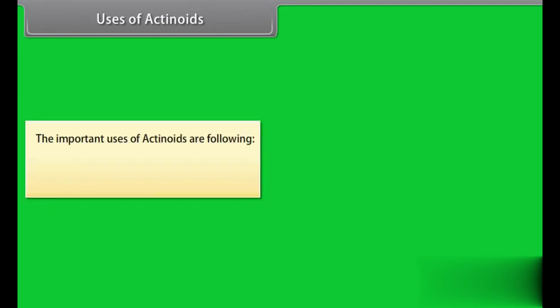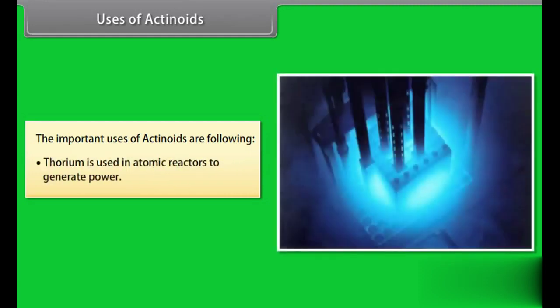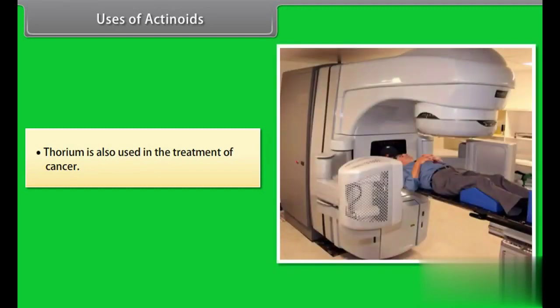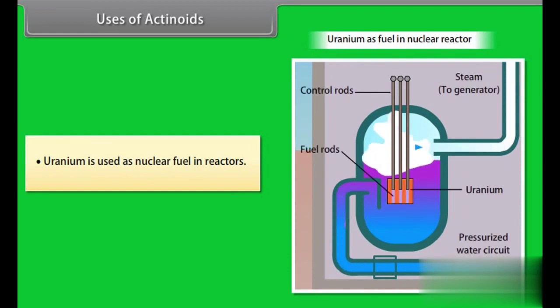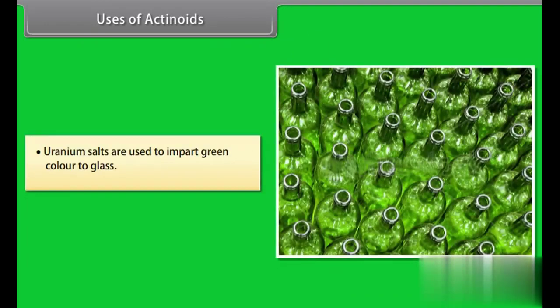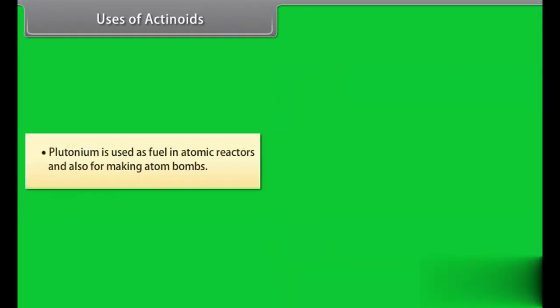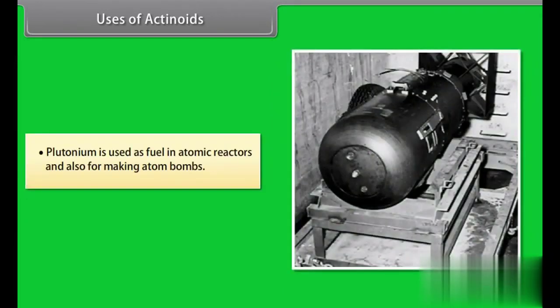Uses of actinoids. The important uses of actinoids are as follows. Thorium is used in atomic reactors to generate power. Thorium is also used in the treatment of cancer. Uranium is used as nuclear fuel in reactors. Uranium salts are used to impart green color to glass. Plutonium is used as fuel in atomic reactors and also for making atom bombs.